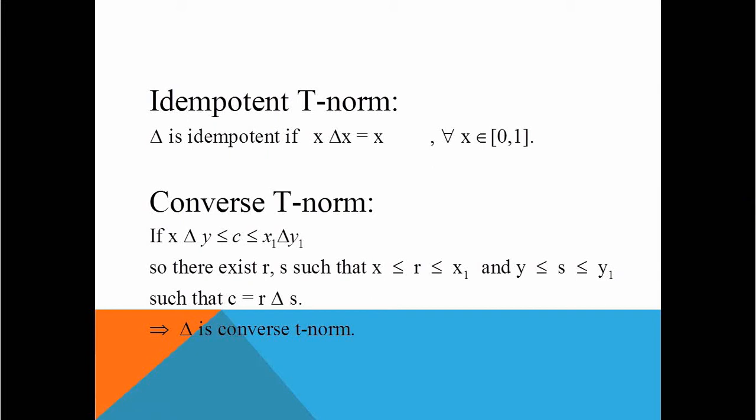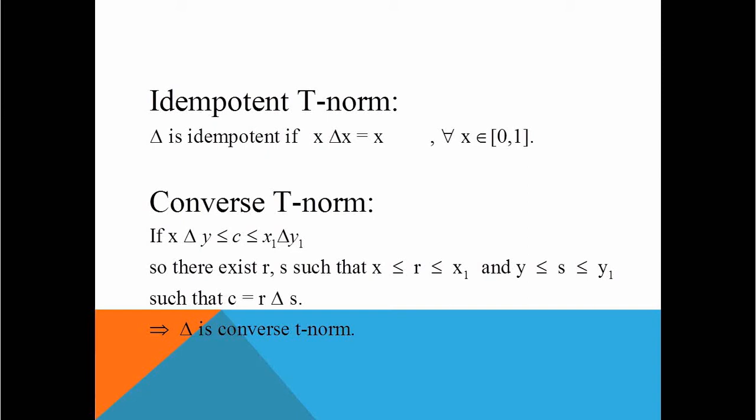In today's lecture of fuzzy logic, we shall discuss some terms like idempotent t-norms, converse t-norms, and Schmidian t-norms, and some of their proofs as well. First of all, what is an idempotent t-norm? If delta is a t-norm, then delta is idempotent if x delta x is equal to x for all x belonging to [0, 1], where x is a fuzzy number. For t-norm delta, if we apply x delta x and we again get x, then we say that this t-norm delta is idempotent.